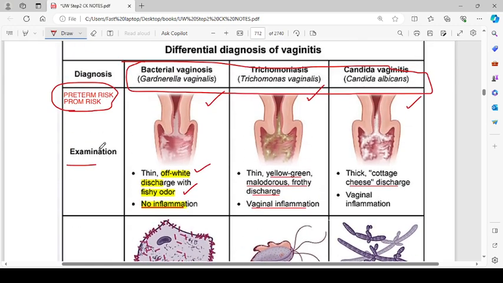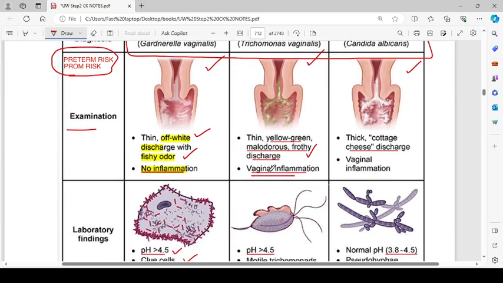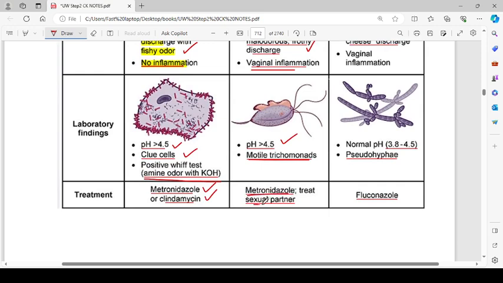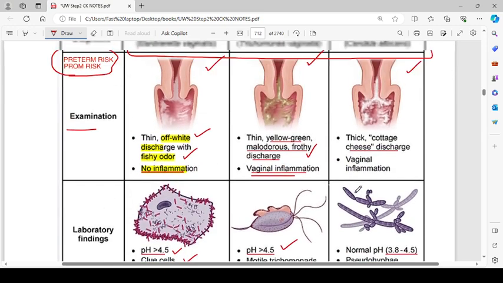Trichomoniasis, that is Trichomonas vaginalis. On examination there will be a thin, yellow-green, malodorous, frothy discharge. There will be vaginal inflammation. Lab findings will show a pH of more than 4.5 and motile trichomonads. Treatment is metronidazole, and you should also treat the sexual partner.